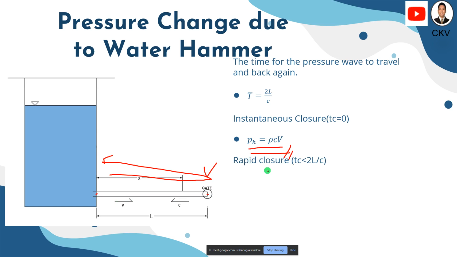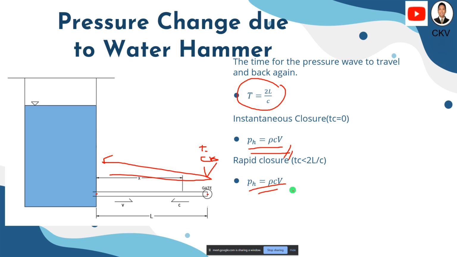For rapid closure, when we are a little bit slower in closing the gate, if we have a given time of closure for closing the gate or the valve, and it is less than the time for the pressure wave to travel and back again, or 2L over C, we can also use the solution rho C V.